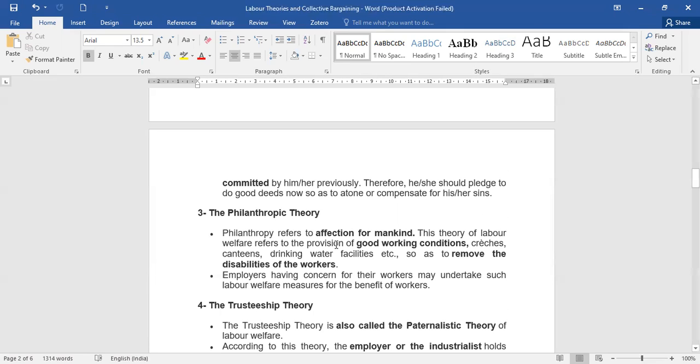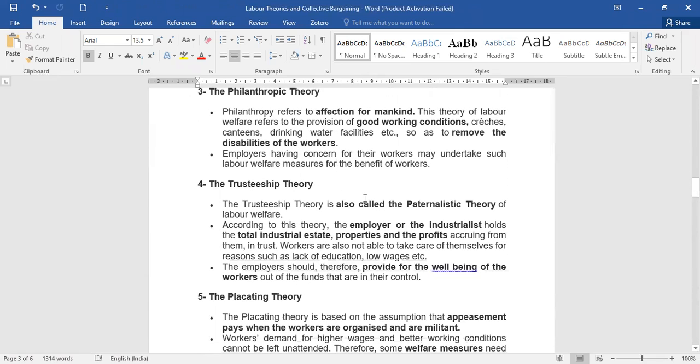Then the next is the trusteeship theory. The trusteeship theory is also called the parentalistic theory. According to this theory, the employer or the industrialist, the owner, holds the total industrial property or the profits, and the workers are not able to get the benefit out of it. It means that it is not shared with them.